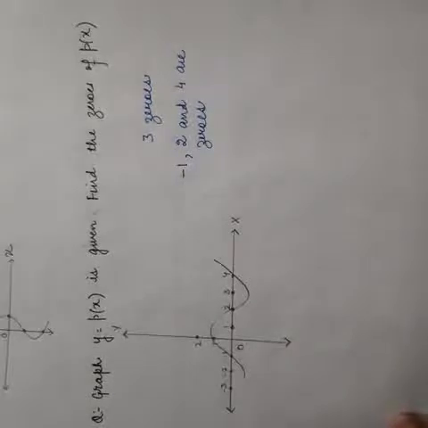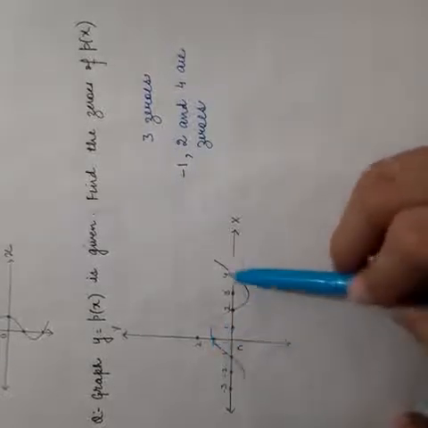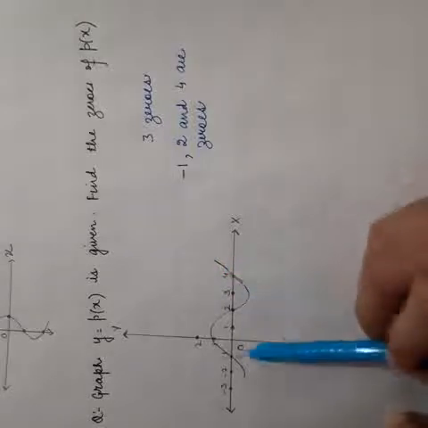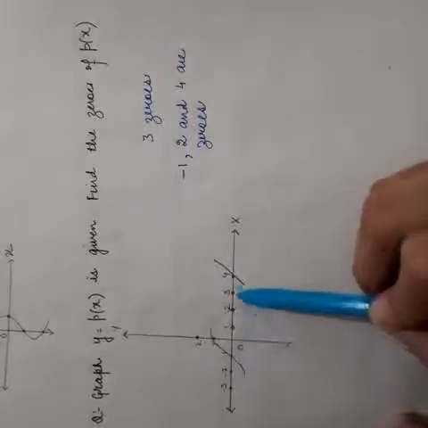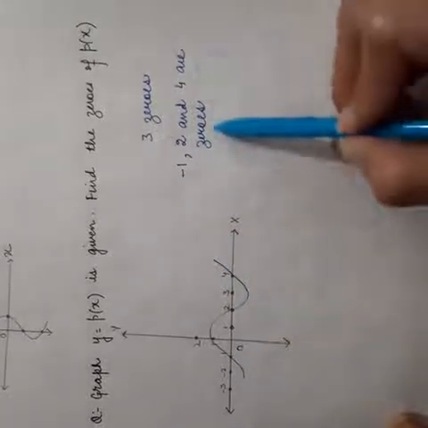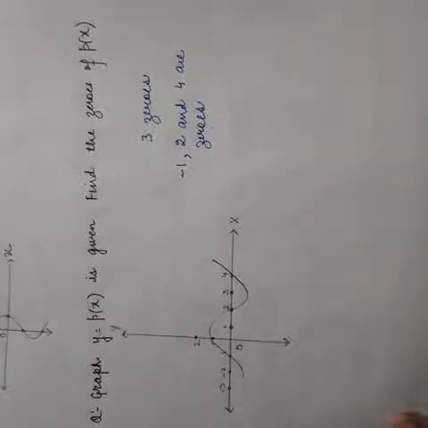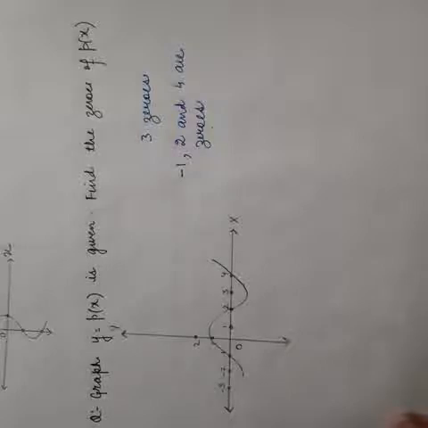Simply you just have to look for the points where the curve cuts the x-axis, and from there the value of the x coordinate gives you the zero of the polynomial. In the same way you have to do the examples of exercise 2.1 as well as exercise 2.1.